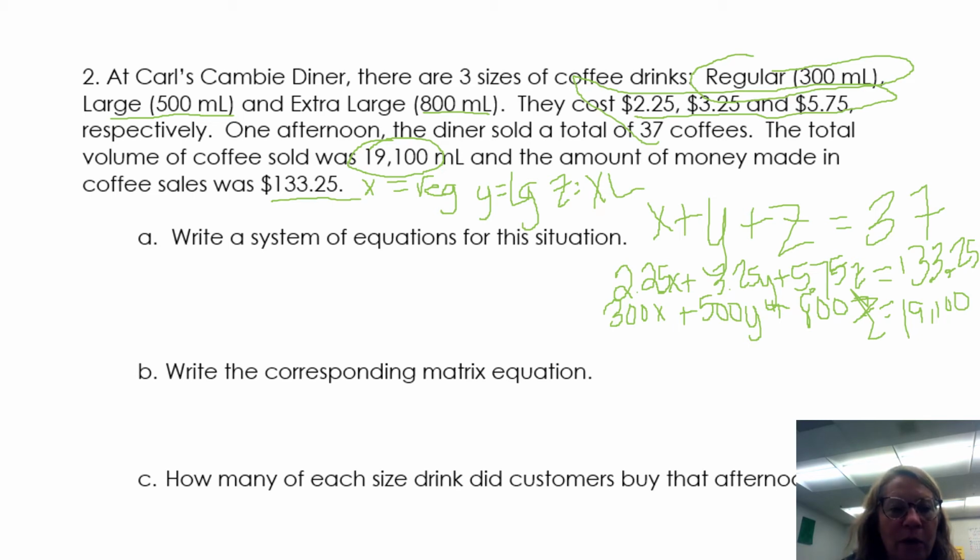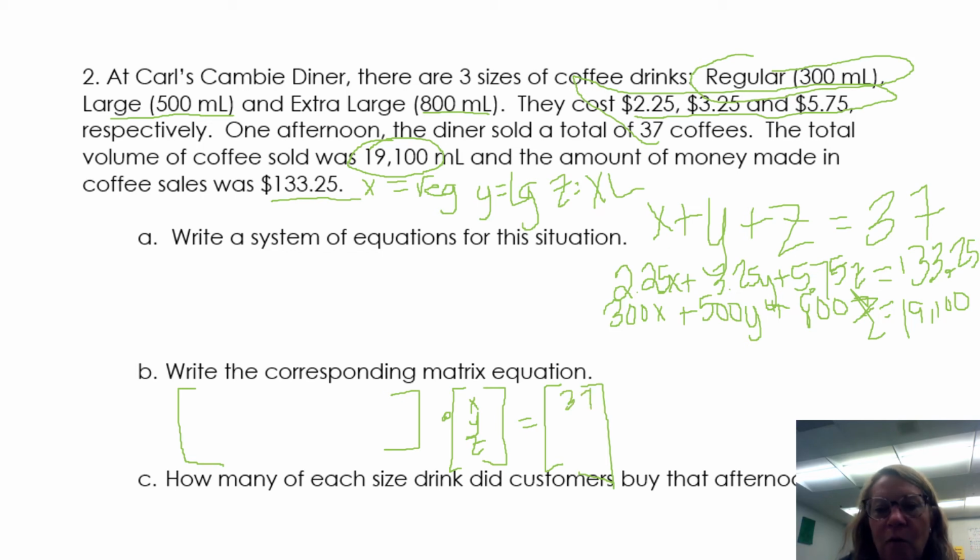So what does the matrix equation look like? Well, we're going to have a coefficient matrix and a variable matrix. The variable matrix is always a column with, in this case, x, y, and z. And then we're going to have our solutions matrix, which is also a column, and that's going to be 37, 133.25, and 19,100. Now, obviously, you want to use a calculator with this because these numbers are big.